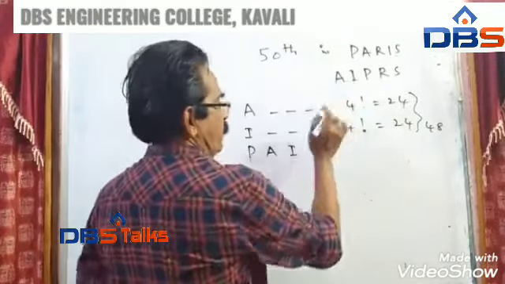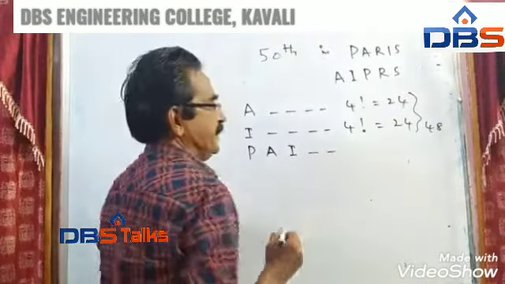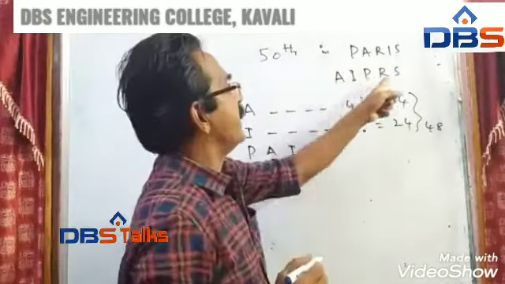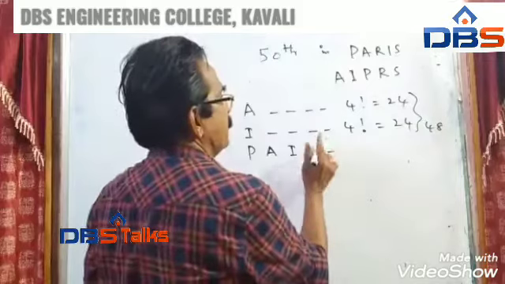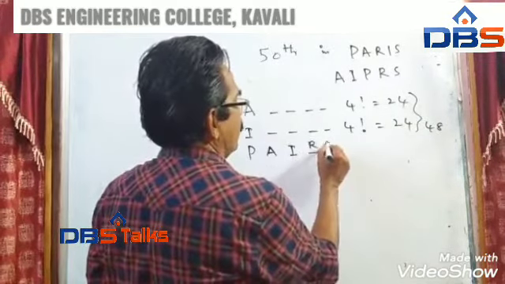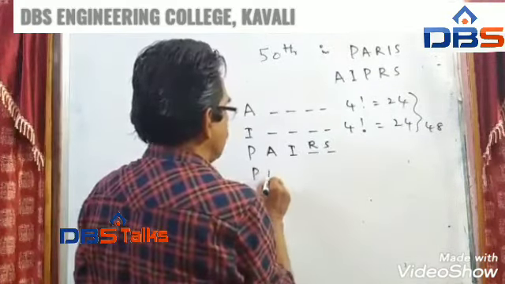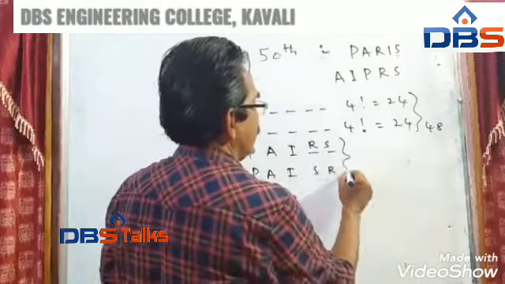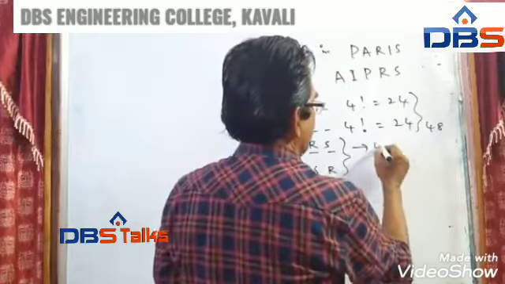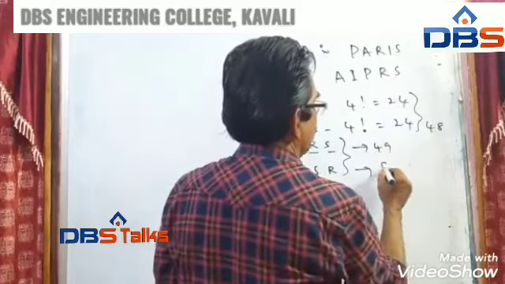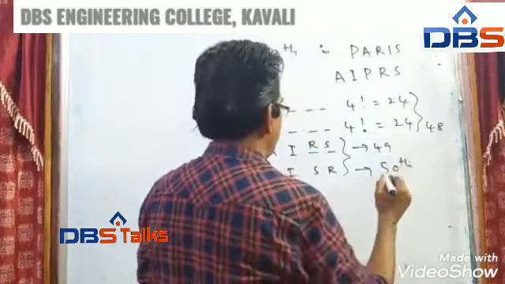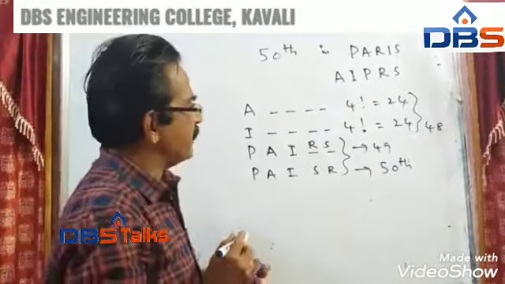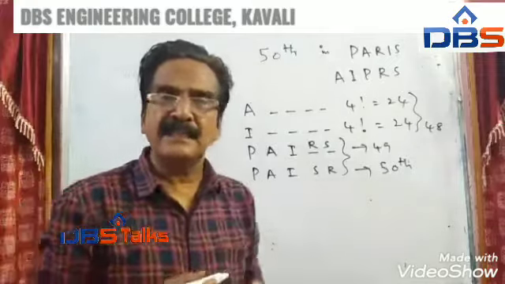PA, next I we have to take. So the remaining 2 blanks. After PAI, the remaining 2 blanks, RS is one, and PAI, SR is another one. So this is the 49th word. This is the 50th word. PAISR is the 50th word.